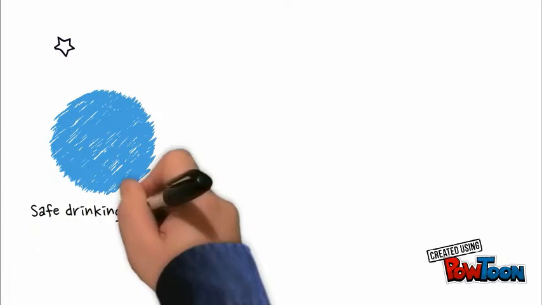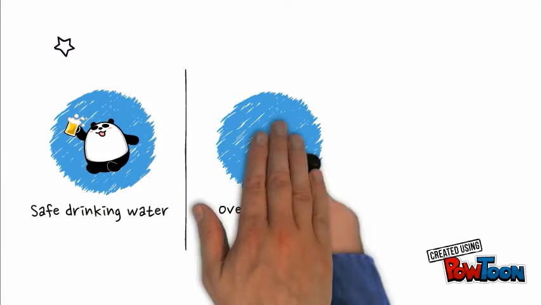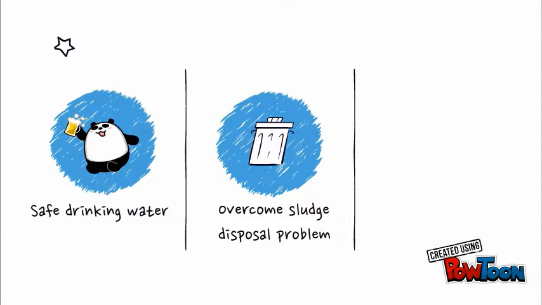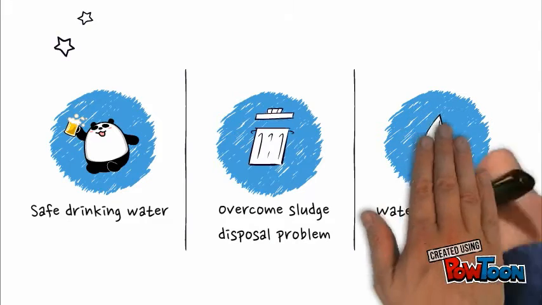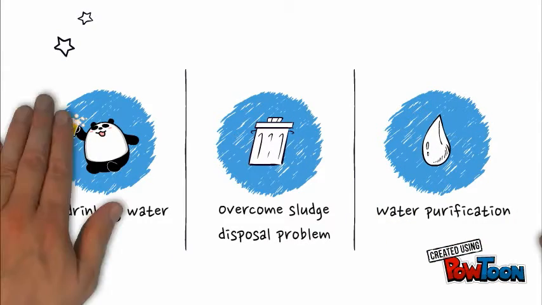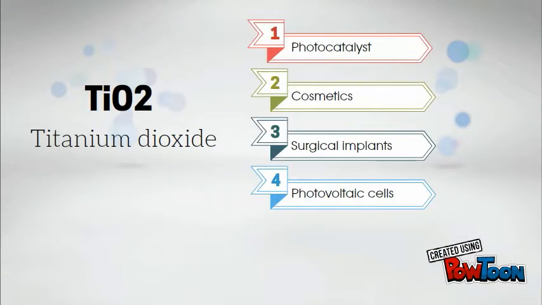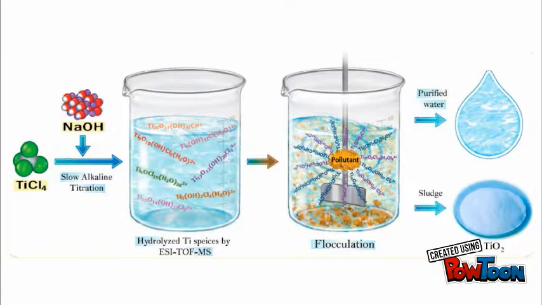To overcome the sludge disposal problem, a novel titanium coagulant was proposed for water purification. The most significant advantage of titanium-based coagulants is that the final coagulated sludge can be recovered to produce valuable titanium dioxide as a byproduct, which can be used in many industrial applications, including photocatalysts and cosmetics. Because of its biocompatibility, titanium is used in a gamut of medical applications, including surgical implements and implants.